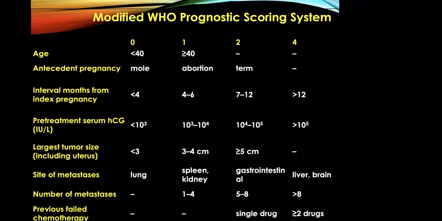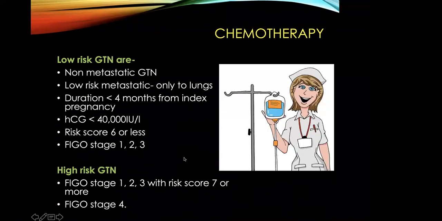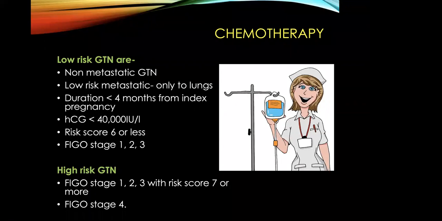And the number of metastasis, where metastasis is found, you have to give more than 1 and maximum up till 8. And any failed chemotherapy cycle, a single dose, combination therapy given. So all these points have to be taken into consideration. And once that is done, you will be classifying into low risk GTN, where the risk score is 6 or less, or it comes into FIGO stage 1, 2, 3.